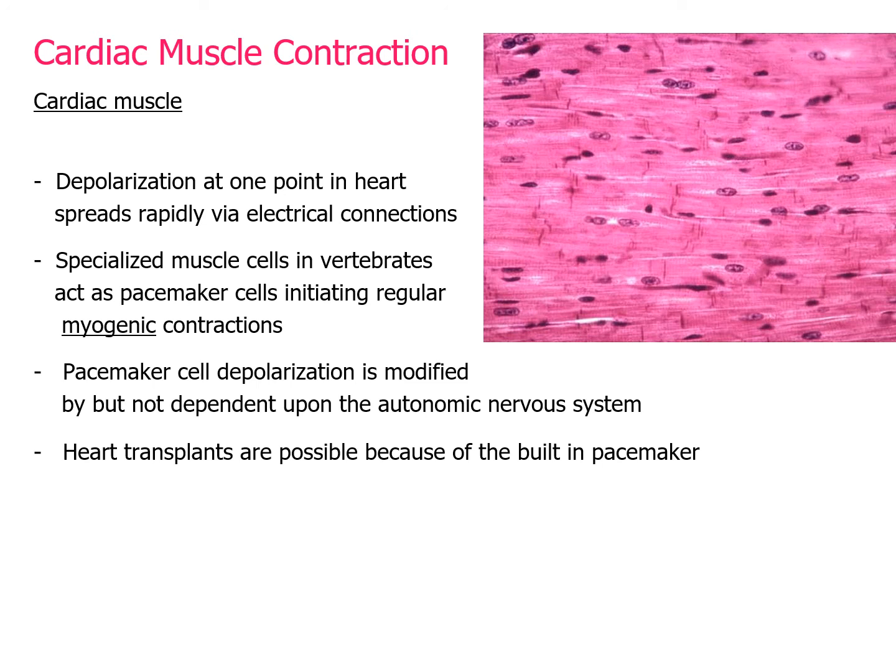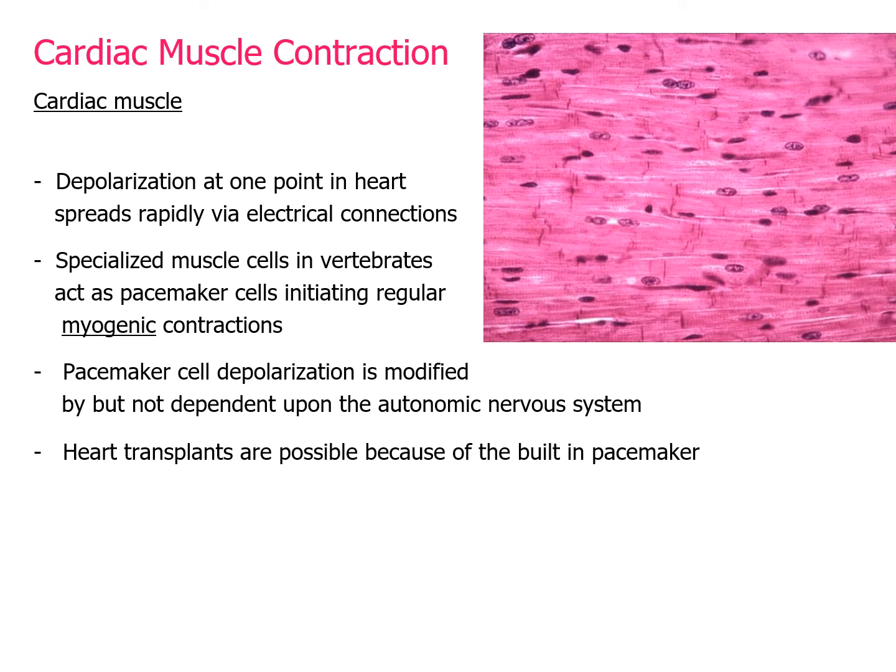So depolarization at one point in the heart, which occurs spontaneously with pacemaker tissue in the sinoatrial node, will spread not only down to the AV node, the atrioventricular node, but also right across all the atria through all of these cardiac muscle cells, triggering them all to contract as one.